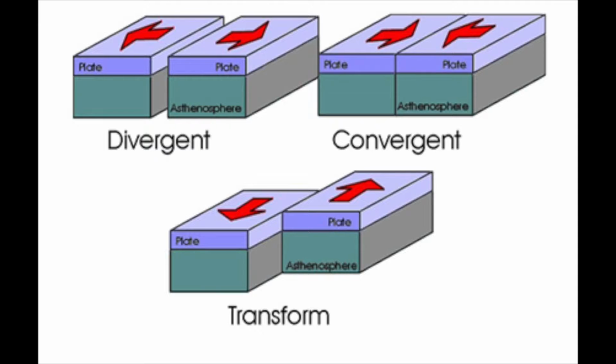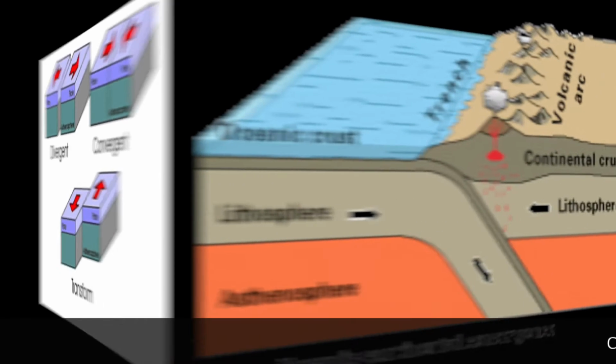As you can see in this diagram, divergent is when the plates move away from each other. Convergent is when they move towards each other. And transform is when they slide along one another.